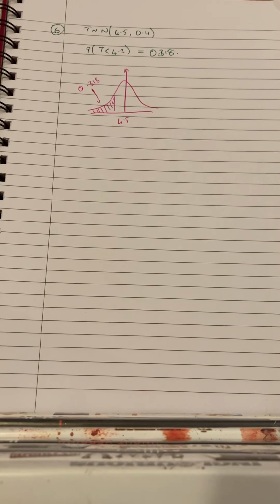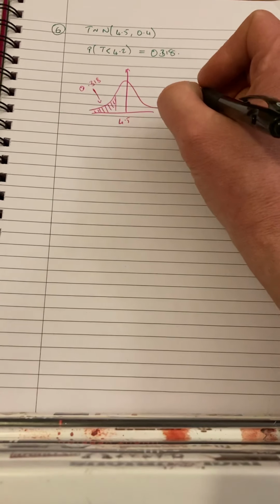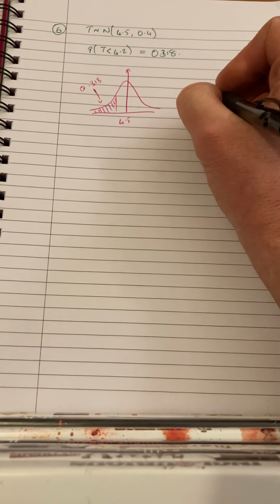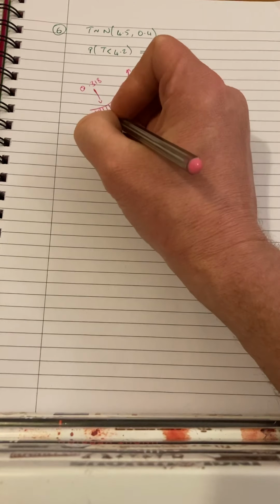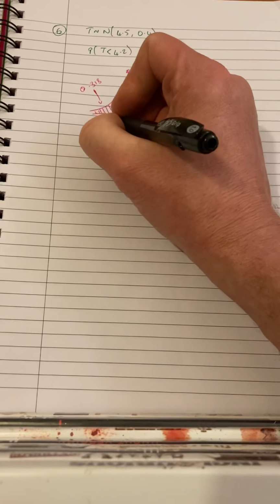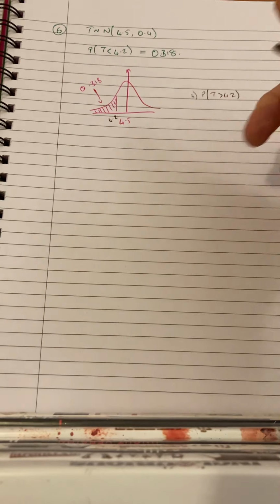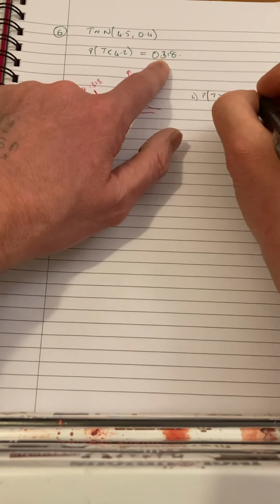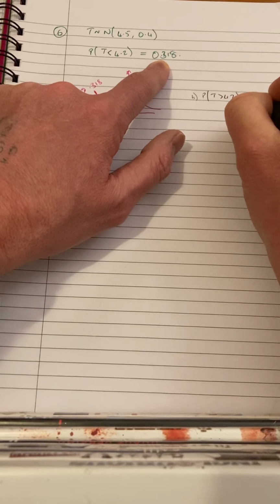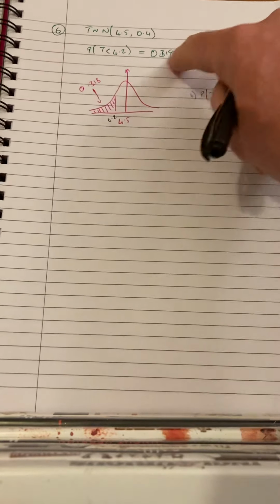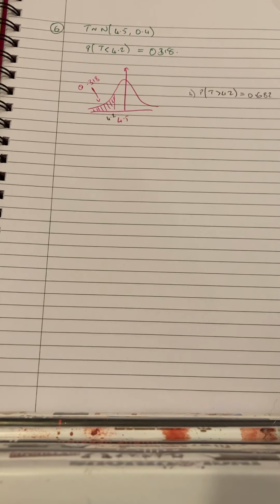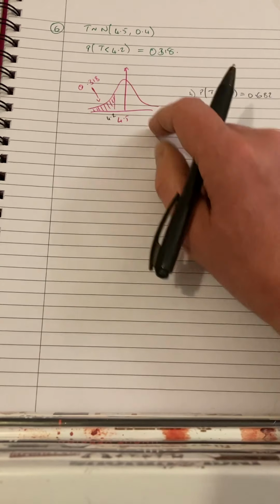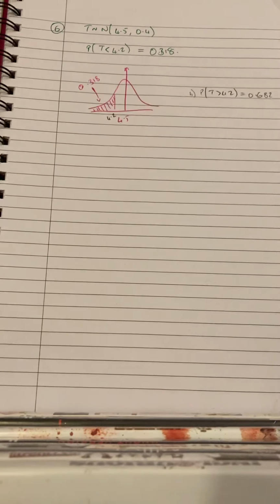Now, this is what I want to talk about. On part B, it says what's the probability that t is greater than 4.2? That's 4.2 there. So the probability t is greater than 4.2, I'm just going to do it straight away: 0.682. Now, these two probabilities are complementary. What do I mean? They add up to 1. And you might be thinking, well, hang on, what about the probability that t equals 4.2?